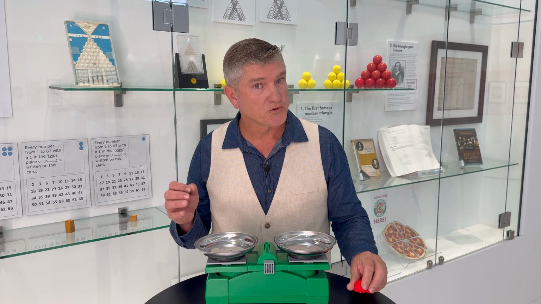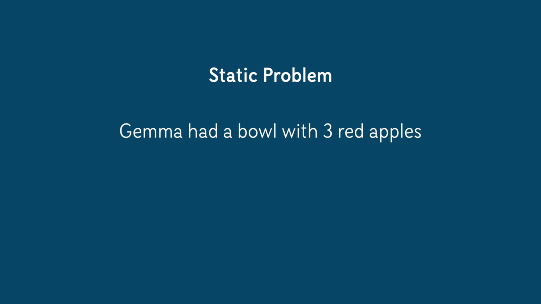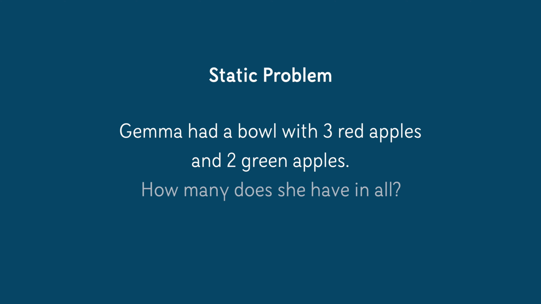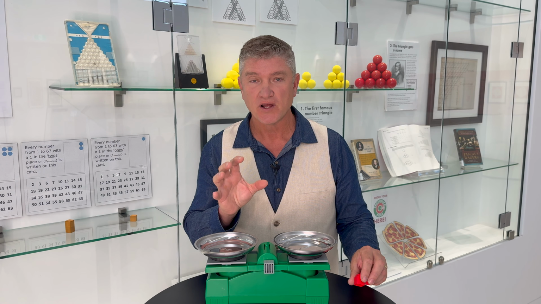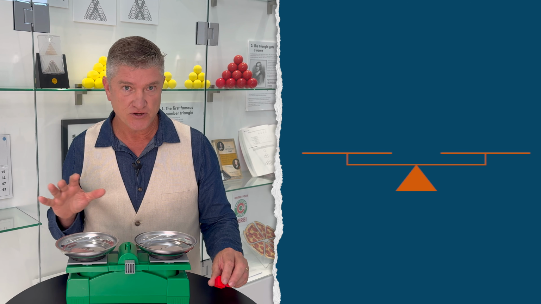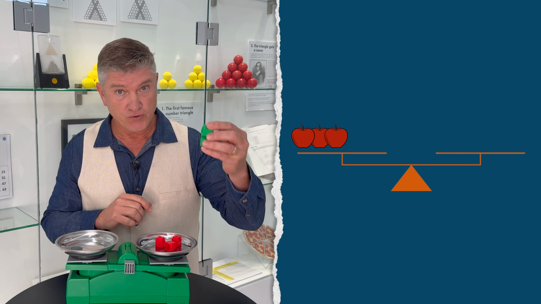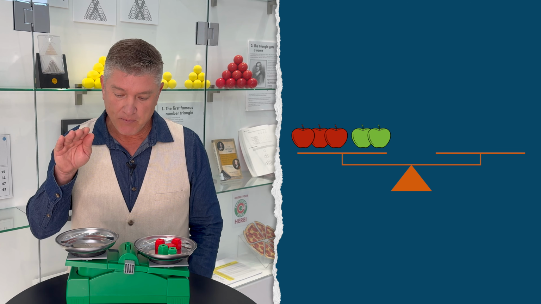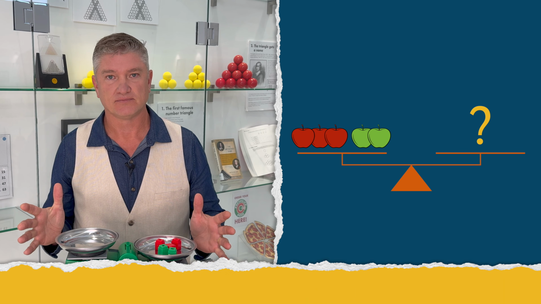A static problem would read quite differently. Gemma has a bowl with 3 red apples and 2 green apples. How many does she have in all? You can see that there is no action. The apples are simply sitting in the bowl. They are static. And problems like that can be represented easily using a pan balance. 3 red apples, 2 green apples. How many apples to put on here to make this pan balance?